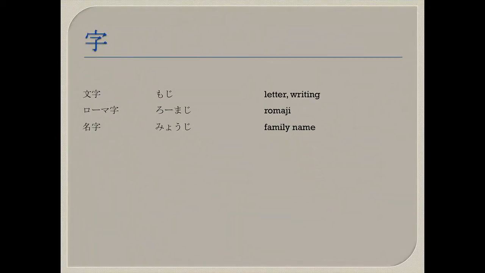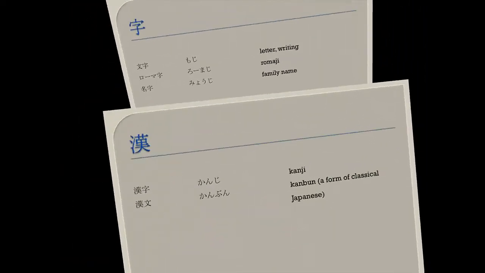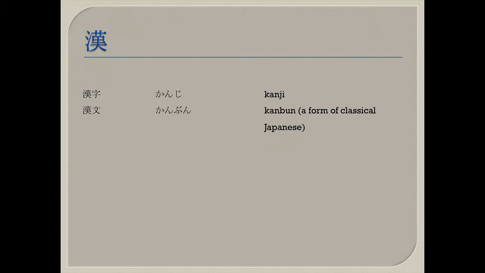This kanji means a letter, as in an alphabetical letter, and it's used in the vocab items moji, which means a letter or writing, and romaji, which is of course Japanese written in English script, and it's also used in the vocab item myoji, which means a family name. This kanji is one of the old names for China, and it's used in the vocab item kanji, meaning kanji, and also kanbun, which is a form of classical Japanese.